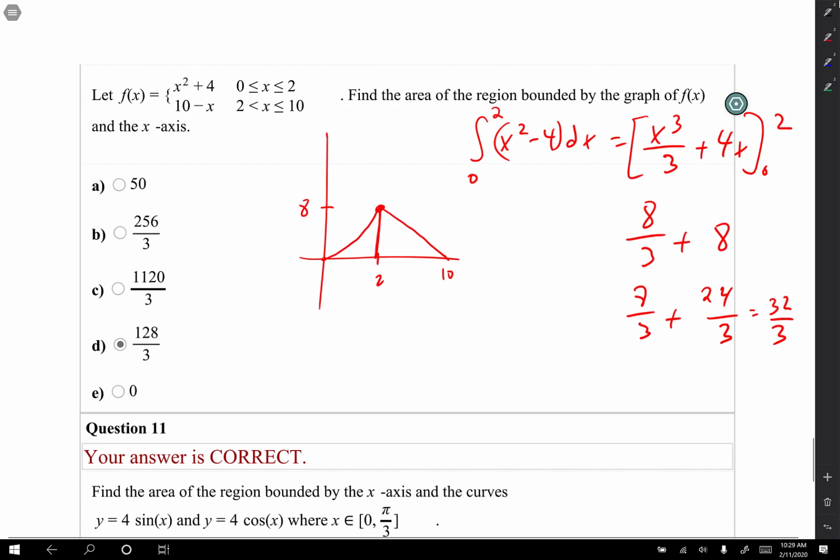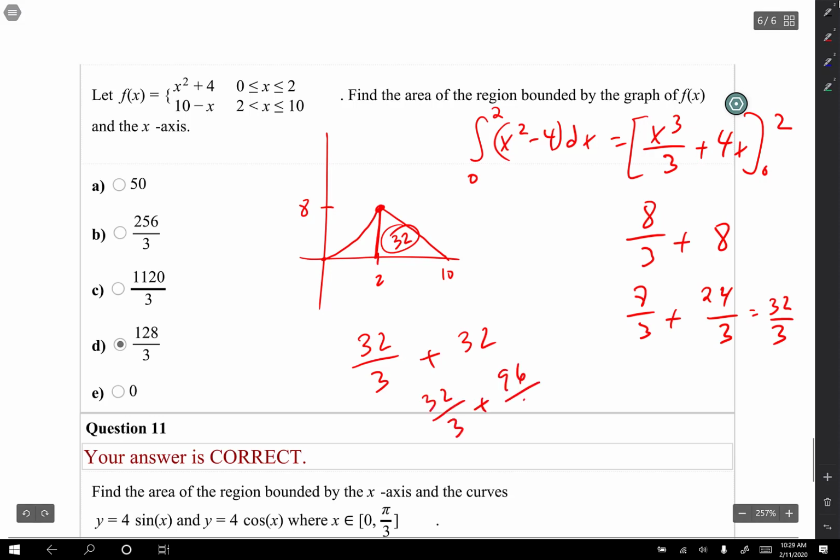Okay, and now this is a triangle. 10 minus 2 is 8. 8 times 8 is 64, and 64 divided by 2 is 32. So that's 32. 32 over 3 plus 32, so multiply that by 3. So 32 over 3 plus 96 over 3. So that's 128. There it is.